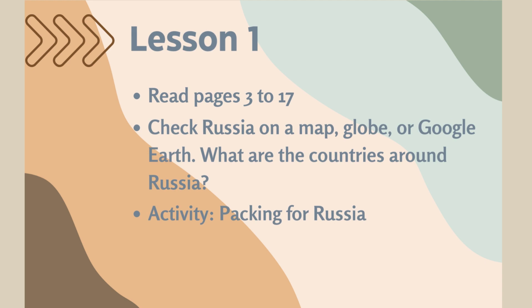For Lesson 1, read pages 3 to 17. Next, get a map or a globe. Or if you don't have any of these, just go on Google Earth. Look for Russia. What are the countries around Russia? Describe Russia. Write these all in your journal.